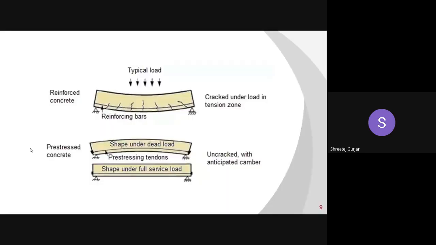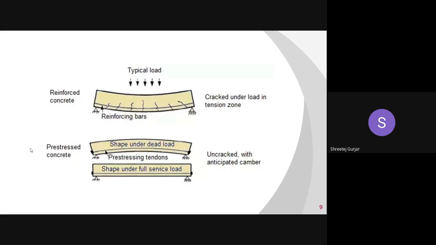So coming to the next slide, see, this will also explain in a better way. See, in the first figure, that is your normal RCC element. Reinforced concrete, as it says. In your first image, you can see they have provided reinforcing bar and a typical load when it comes. Your beam starts to deflect, cracks start to occur, and it gets cracked under load in the tension zone. We have also seen all these things in a previous presentation.